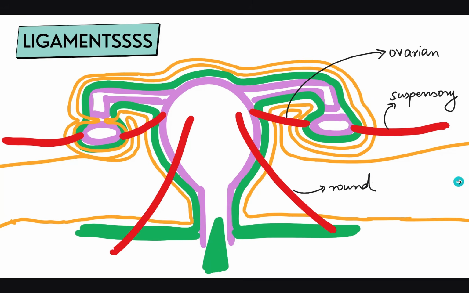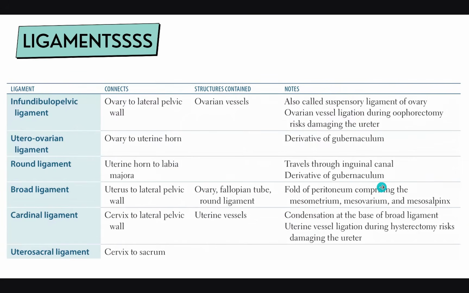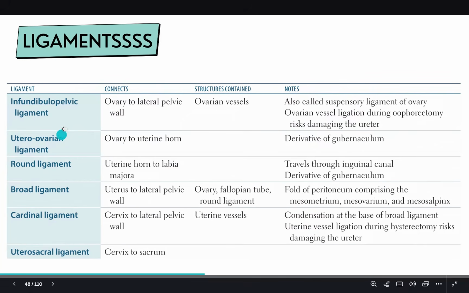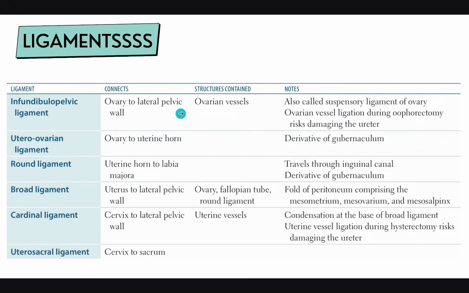All right. Okay, so again, to summarize, which is very important, guys, many questions come from this part. We have the infundibulopelvic ligament, which is also called the suspensory ligament. Now, what does it connect? It connects the ovary to the lateral pelvic walls. What does it have? It has the ovarian vessels, okay? Then we have the ovarian ligament, which connects the uterus to the ovary. Again, this is a derivative of the gubernaculum.